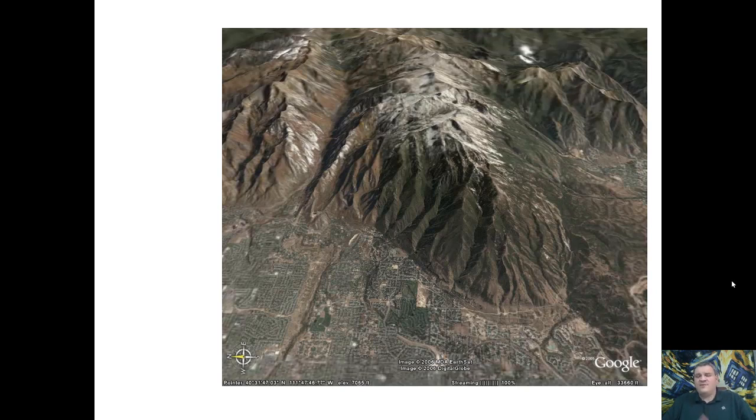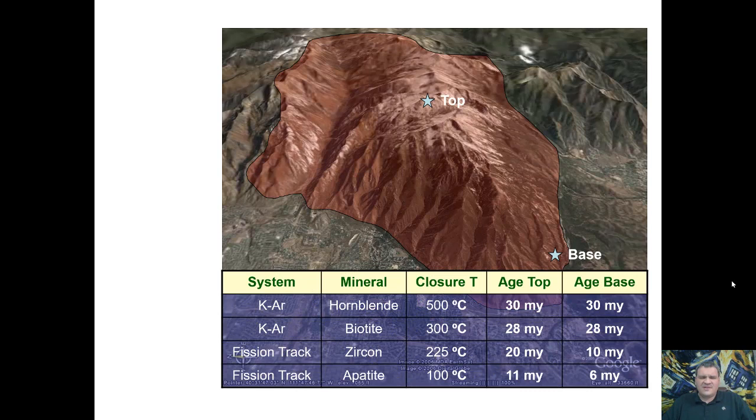All right, so this is a Google sky view of Point of the Mountain. So the point of the mountain that you drive around when you're heading towards Salt Lake. So here we define the top, and down there we've got the base. As we look at these and different mineral systems, we start to see something weird going on.